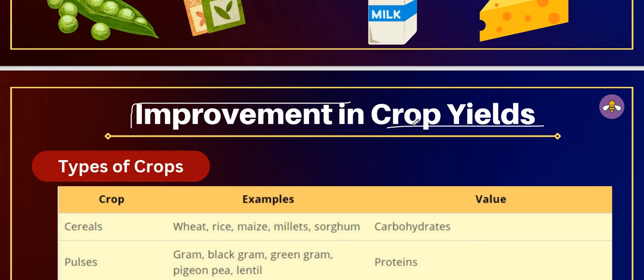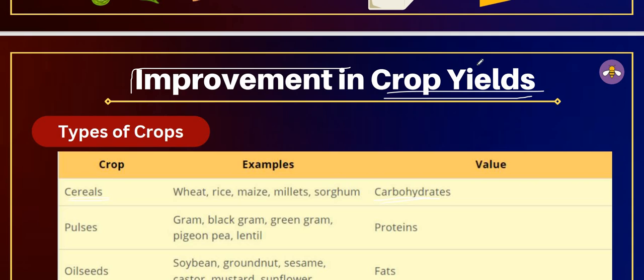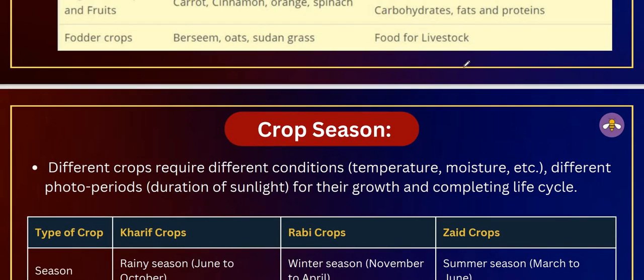Improvement in crop yields. So how were the crop yields improved? So see, first you have cereals. Cereals in the sense wheat, rice, maize, millets, sorghum, all these things. And what they do, they provide us carbs. So now how were food crop yields improved? Crop yield improvement means just to increase the production of crop yield. Now you have planted one crop, it should not get damaged by several other calamities and other reasons. So what can you do to improve them? You can use these seeds, you can use fertilizers and all. So it is all about that.